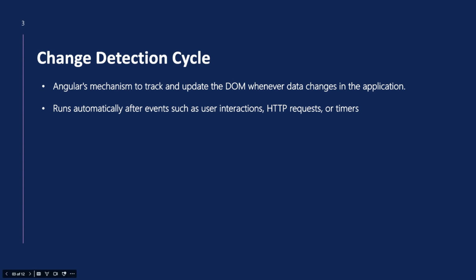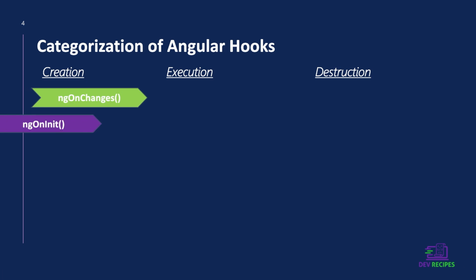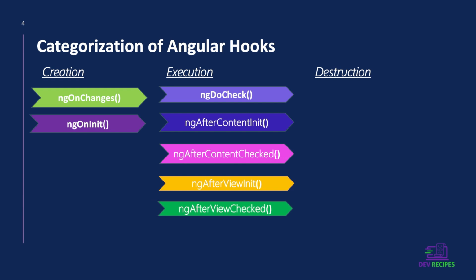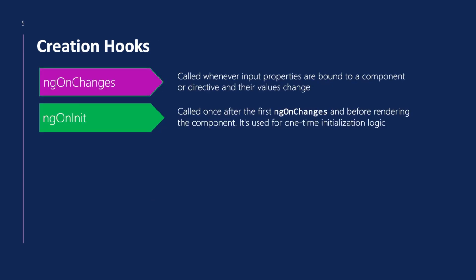changes in the application. Now, to make things easier to remember, we can categorize Angular lifecycle hooks into three main phases: creation, execution, and destruction. Let's break them down one by one. We have the creation phase. This is when the component is first created and initialized.